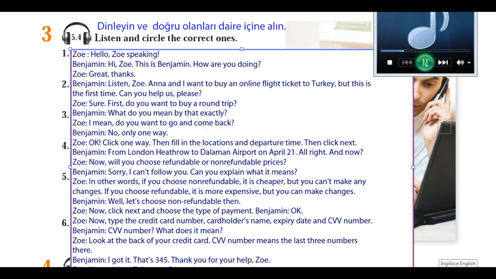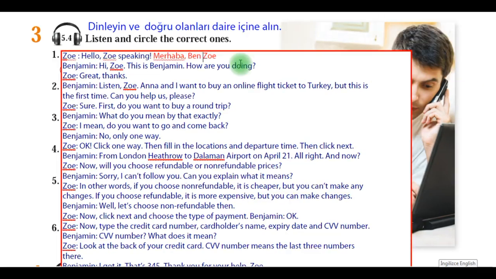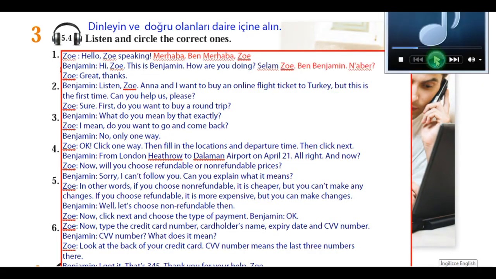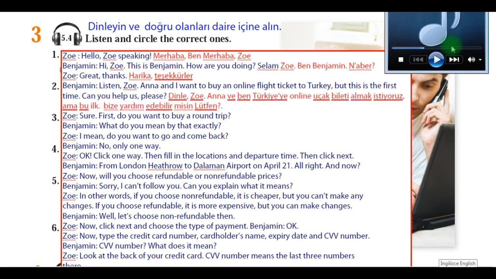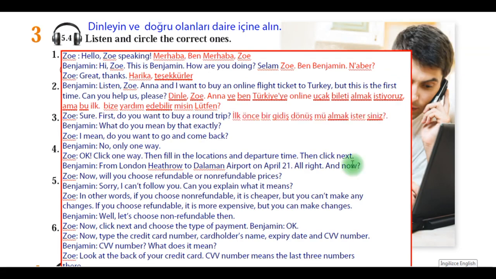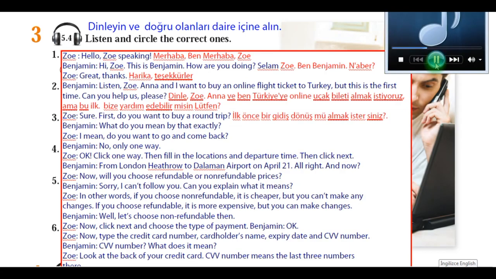Hello, Zoe speaking. Hi Zoe, this is Benjamin. How are you doing? Great, thanks. Listen Zoe, Anna and I want to buy an online flight ticket to Turkey. But this is the first time. Can you help us, please? Sure. First, do you want to buy a round trip? What do you mean by that exactly? I mean, do you want to go and come back? No, only one way.